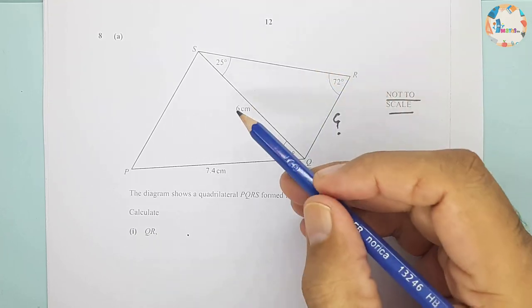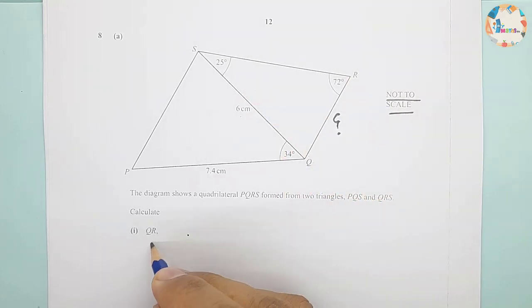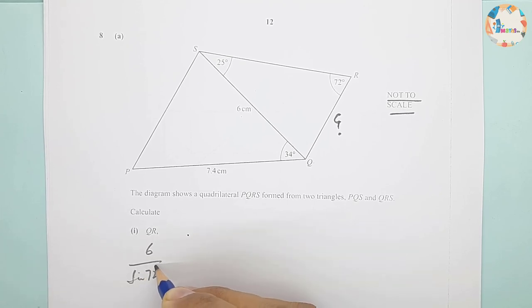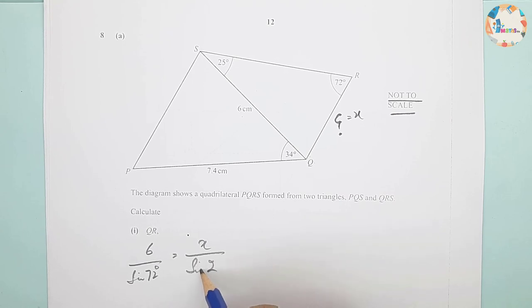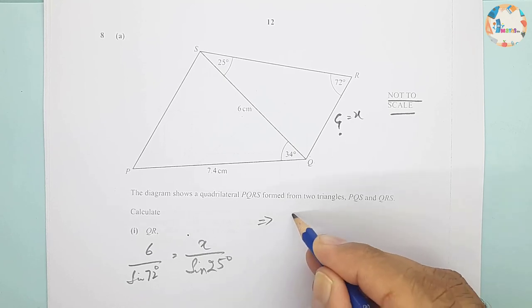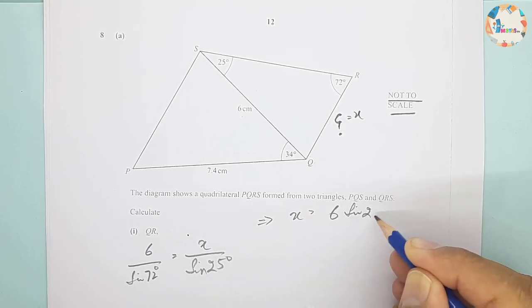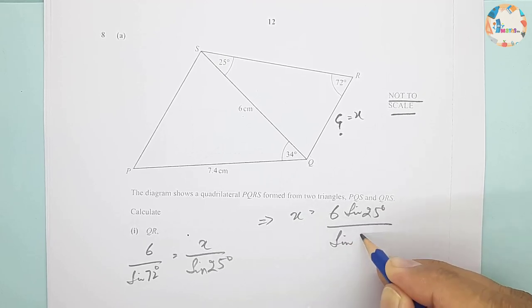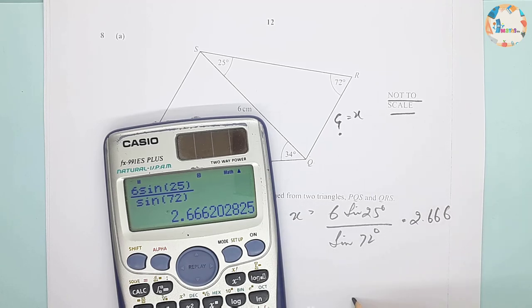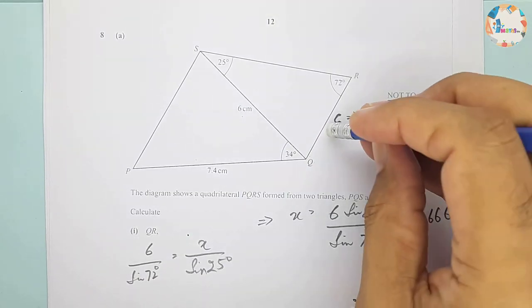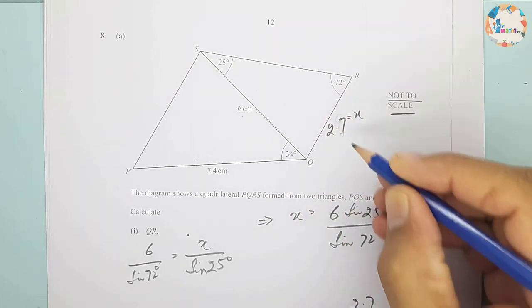For this one, we can apply the sine rule. So 6 over sine 72 degrees is equal to, we can take this one as x, x over sine of 25 degrees. So x is equal to 6 sine 25 degrees divided by sine of 72 degrees. Now we can calculate this. 6 sine of 25 degrees divided by sine of 72 degrees is equal to 2.666, or we can write it as 2.7. This is basically the QR value, so this side is 2.7.